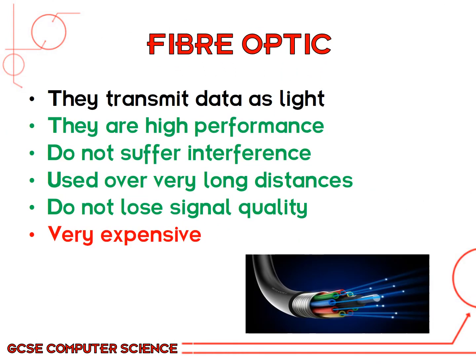The next cable is a fiber optic cable. These are used by internet service providers to connect local area networks together. They transmit the data in light format. They're extremely high performance because they have got no interference between other cabling. These can be used over very long distances. They don't lose any signal quality no matter how long the distance goes. The downside is that they're extremely expensive, which is why the internet service providers are the only ones who can really afford to use them.